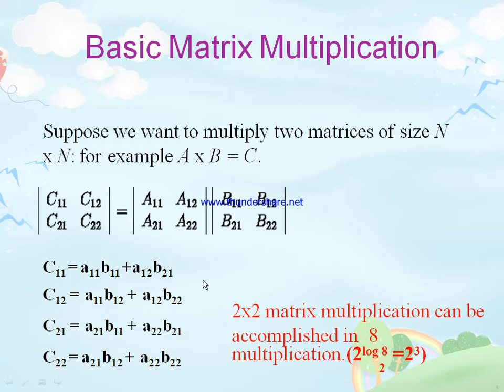Next, the fourth cell is A21 B12 plus A22 B2. So for a 2 by 2 matrix multiplication, the time complexity depends on the dimension, which is 2. So 2 to the log of 8 base 2. Then we represent this in an exponentiation format, 2 power 3.